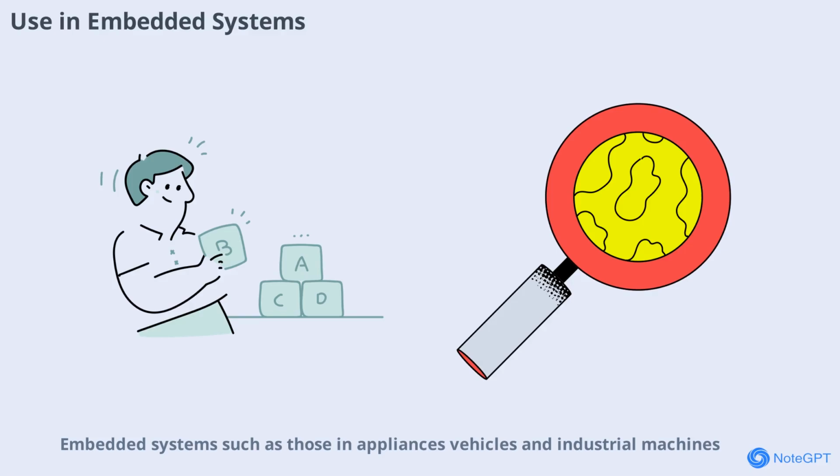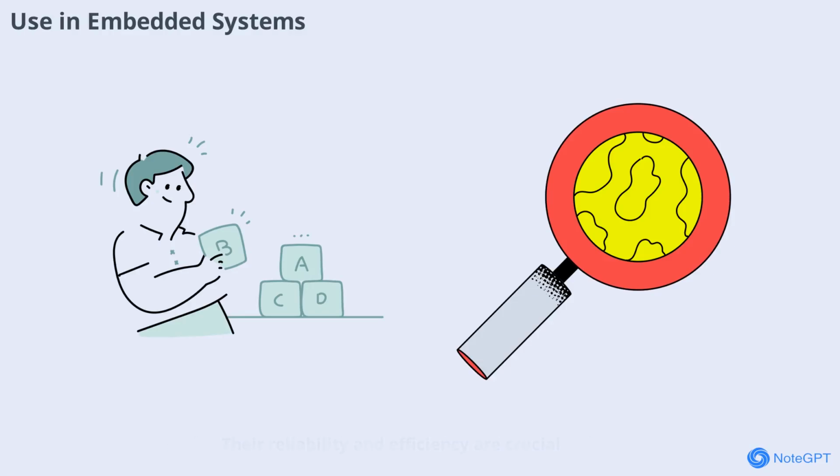Embedded systems, such as those in appliances, vehicles, and industrial machines, use adders and subtractors for control and monitoring tasks. These circuits process sensor data, manage timing, and perform calculations needed for system operation. Their reliability and efficiency are crucial for the performance of embedded devices.